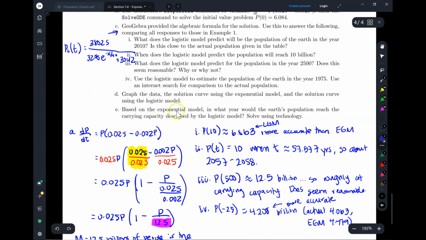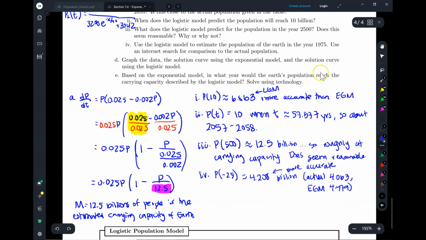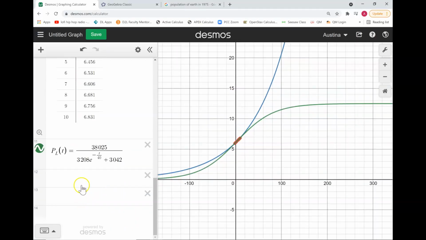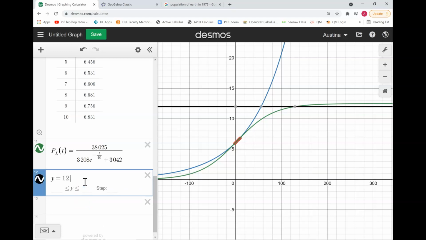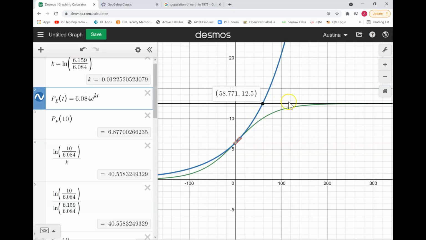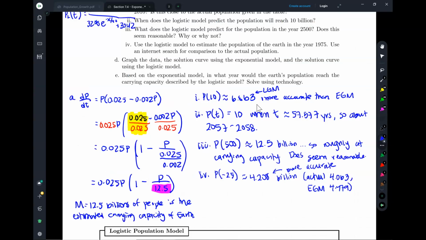Now we're going to answer this last question, which is based on the exponential model: in what year would the Earth's population reach the carrying capacity that we saw in the logistic model? We're just going to use GeoGebra or Desmos to do this. The logistic model had a carrying capacity of 12.5, so we're trying to figure out when the exponential model predicts that the population will reach 12.5. And it has, so 58.771.